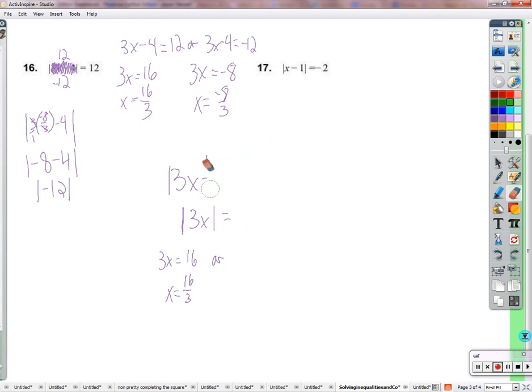So you can't do something to both sides of the equation and start messing around with stuff until you make these two equations. First, I have to say the inside of the absolute value could be 12. It could be negative 12. Then I can start doing things to both sides. If I do it before that, if I just start taking things outside of the absolute value, I'm really messing things up.